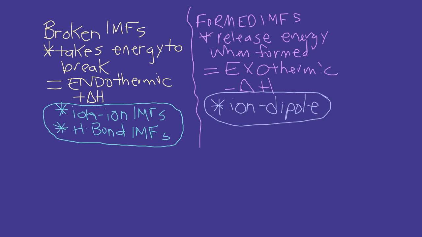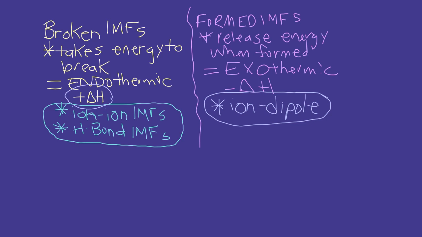Okay, so I've made a little table here. In total, in between steps 1 and 2, we had 2 broken IMFs. And we remember that it takes energy to break bonds or IMFs, which makes them endothermic, which is a positive delta H. Those two combined are ion-ion IMFs and the hydrogen bond IMFs with the water, so the lattice and the hydrogen bonds within the water. And you can add those together to get the total value for everything that's endothermic in this process.